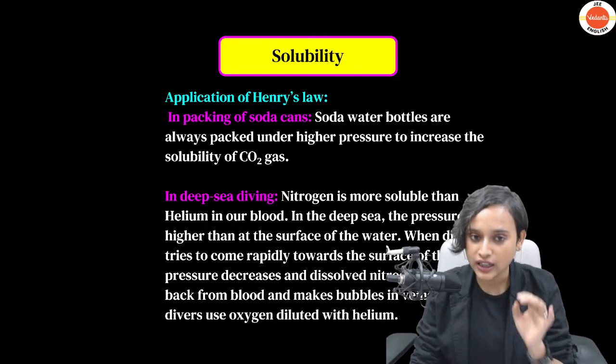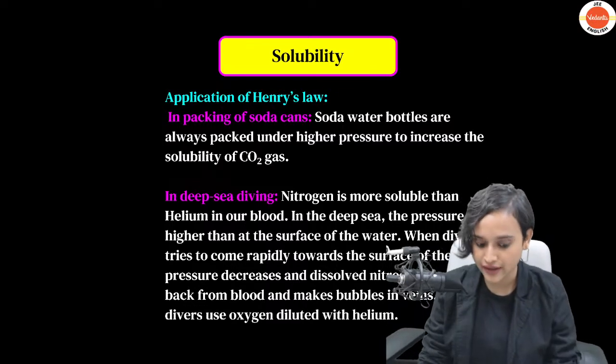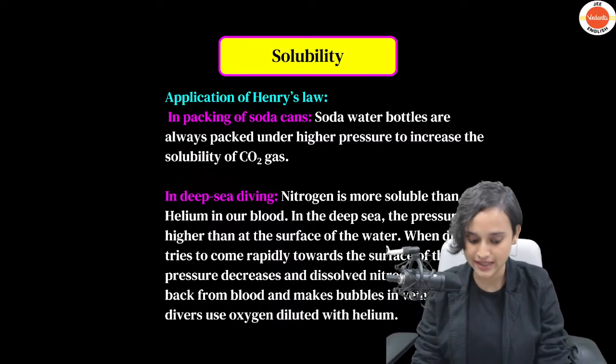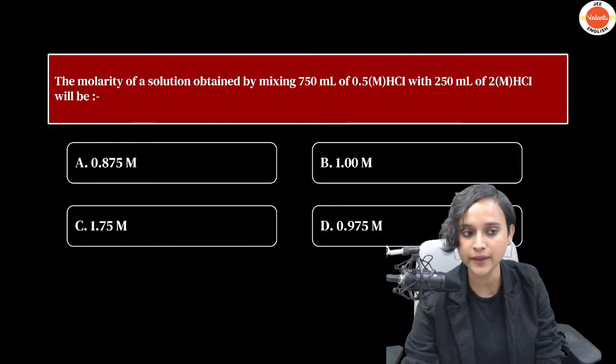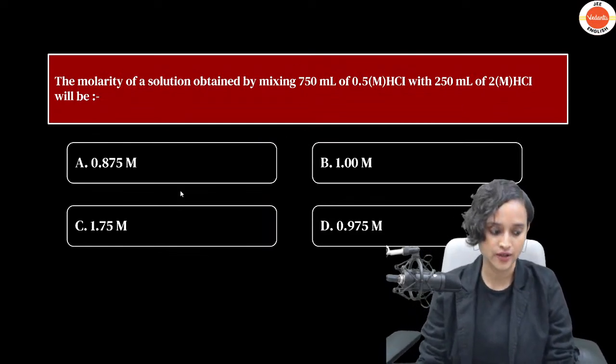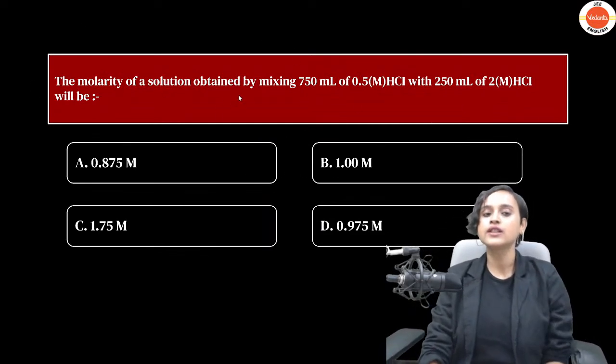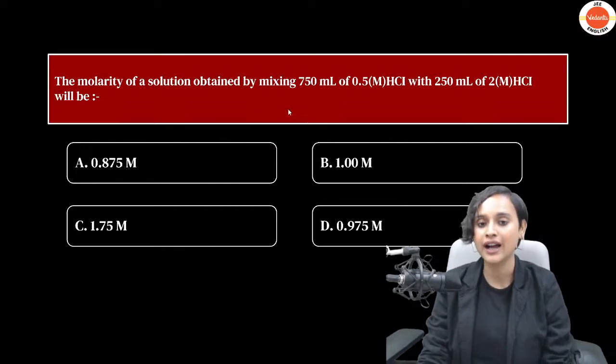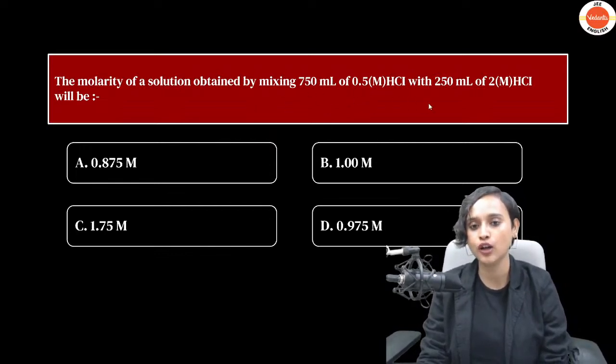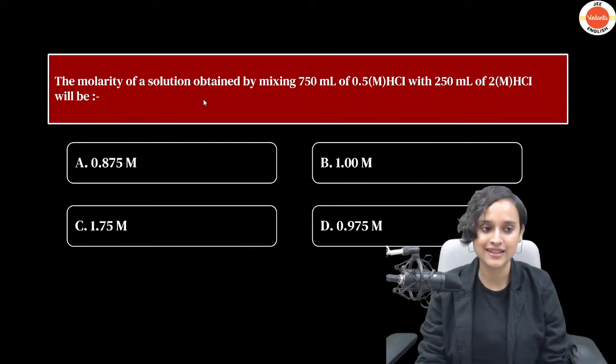So did you understand the application of Henry's law? Do we understand this, everybody? Is this clear, guys? Shall we move on then? Now we have a question here. So tell me, the molarity of a solution that is obtained by mixing 750 ml of 0.5 molar HCl with 250 ml of 2 molar HCl will be.